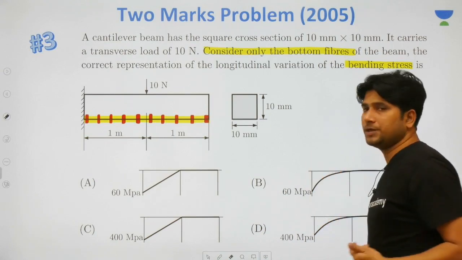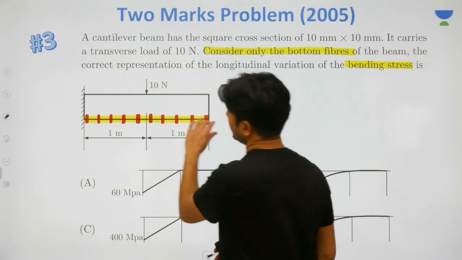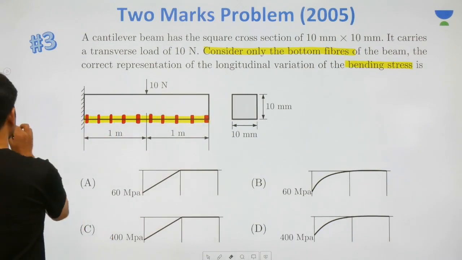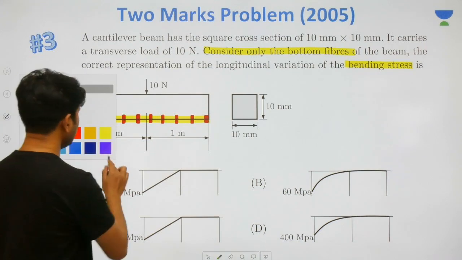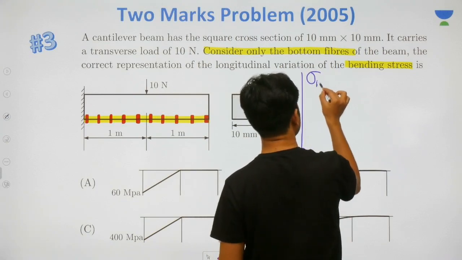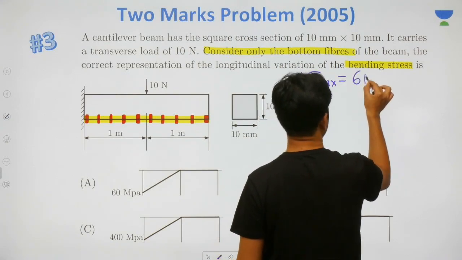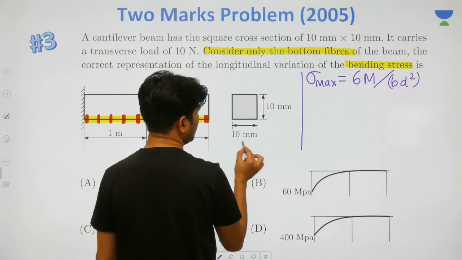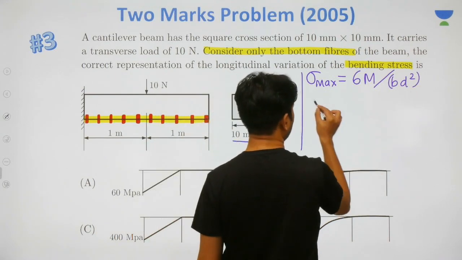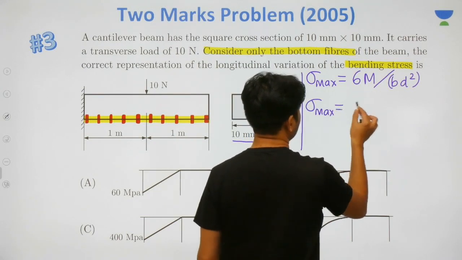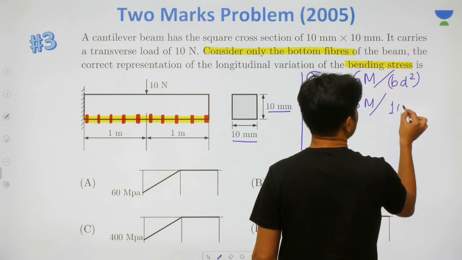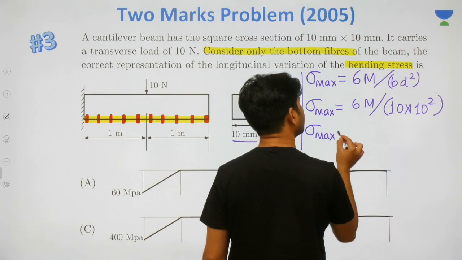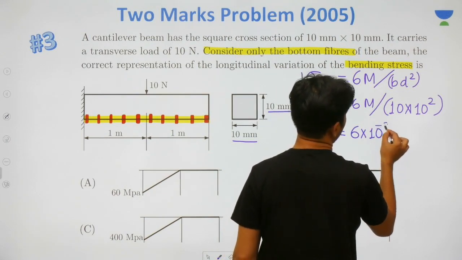You see, bottommost fiber means maximum stress. Due to bending, you'll have maximum stress at the bottommost and topmost fibers. For a rectangular section, you already know the maximum bending stress formula: 6M divided by B D square. Now here B and D are both 10 mm. So you will get 6 into 10 raised to minus 3 M.